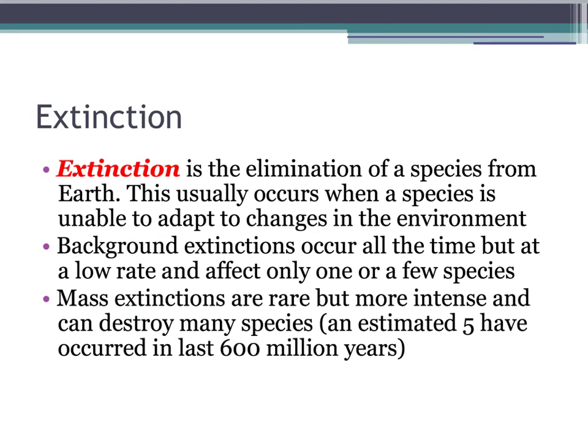Now, extinction. Mass extinction, when we hear extinction, it means elimination of a species from Earth. Maybe you've heard of save the whales or the rhinos. Maybe you've heard about dinosaurs and you know that they are extinct. There's no more dinosaurs around. So mass extinctions, they're rare, but they can destroy a whole bunch of species at the same time. Only 5 have occurred in the last 600 million years, and one of those is the one you're thinking of, the one where the dinosaurs died.